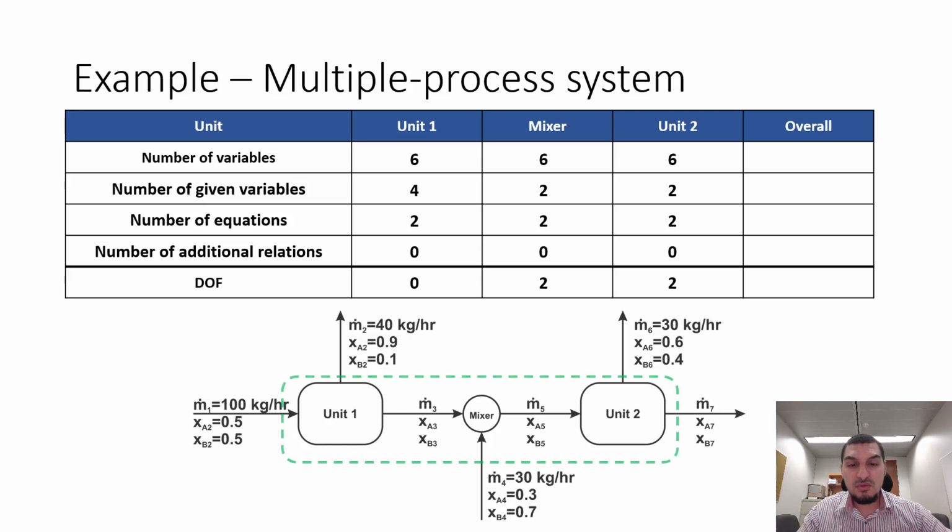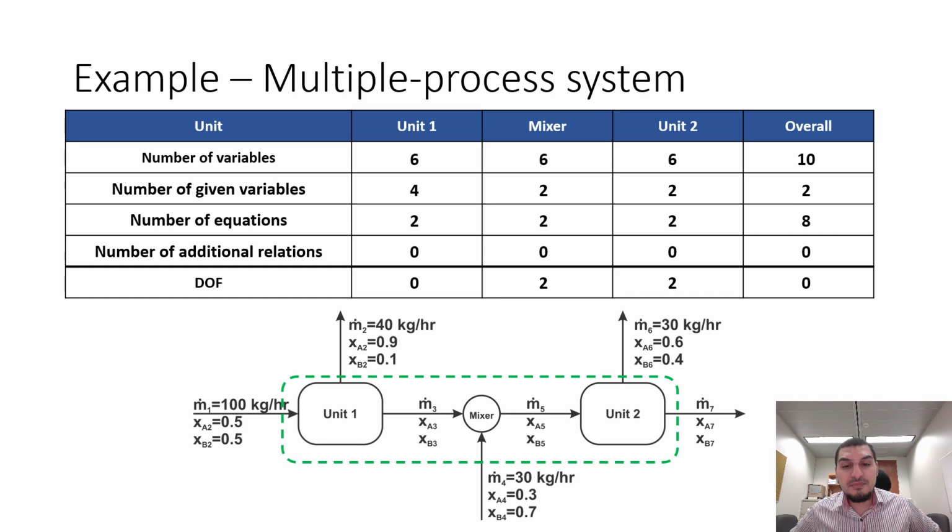Now let's take the overall loop. The overall loop is what includes all the units. So we only care about streams 1, 2, 4, 6, and 7. Streams 3 and 5 are not of interest because they don't cross the boundary. So the number of variables that we have is 1, 2, 3, 4, 5, 6, 7, 8, 9, 10. So we have 10 variables. The given variables are 2, 4, 6, 8, so we have 8 given variables. We have 2 equations and no relations. So this makes the degrees of freedom 0.